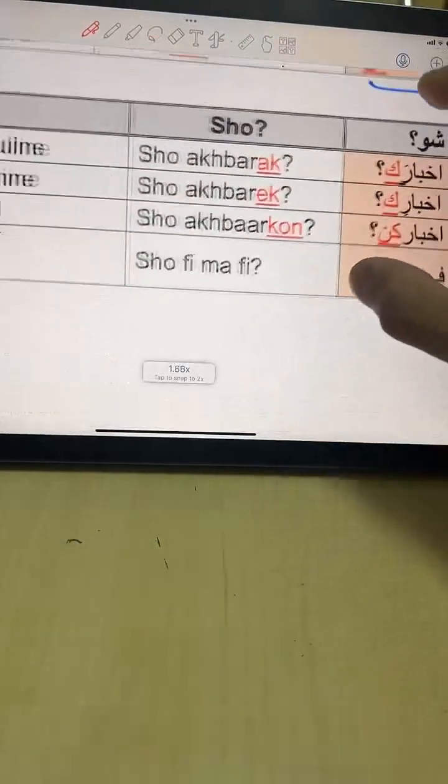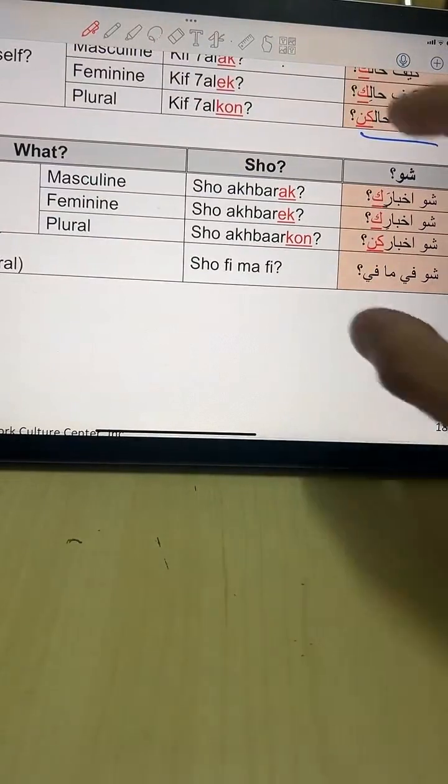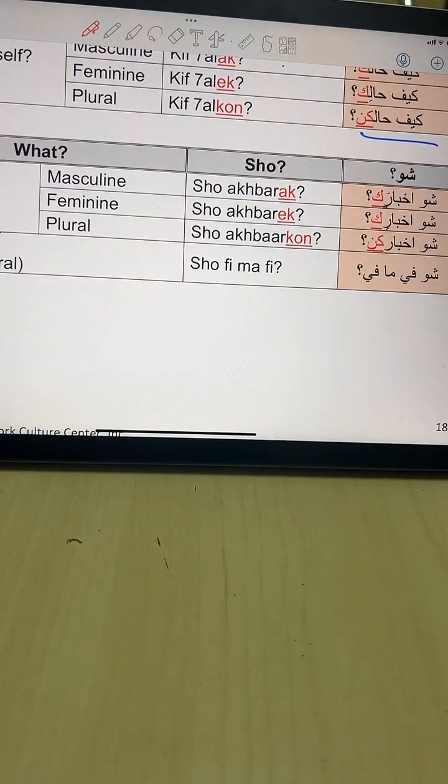One of the typical expressions in Lebanon to ask people what's up is this one: shufi mafi. Word for word, it means what is there, what is not there. Not word for word, it means what's up, what has been happening. It's very gender neutral, which is not very common in Arabic. Most things are gendered, everything is feminine or masculine, but some things are rarely neutral. So shufi mafi: what's up, what is there, what is there not.